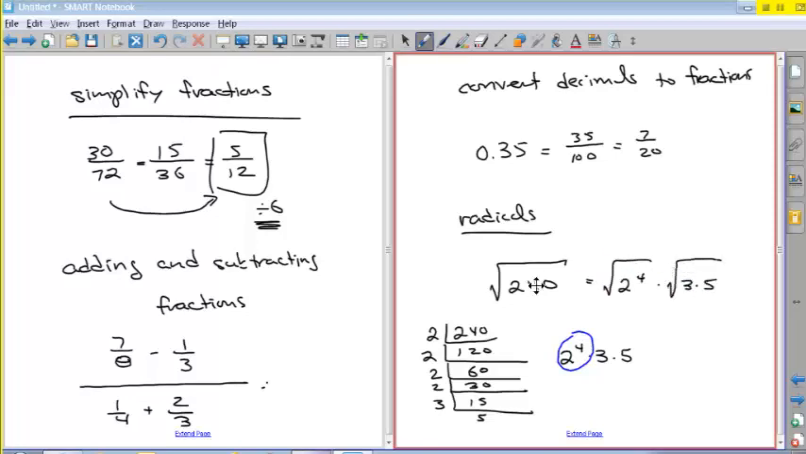So all I've done is I've broken 240 up into these terms. These are the ones that are not raised to an even power. These are raised to an even power. And then all I have to do is take the square root of that. Well, 2 to the 4th power is 16. 2 times 2 is 4 times 2 is 8 times 8 is 16. So it's really the square root of 16 times 15. And then the square root of 16 is 4. So that's how you do that.